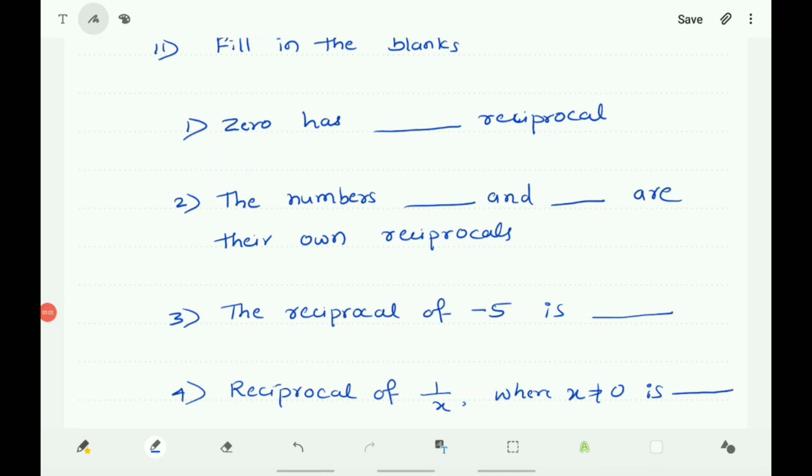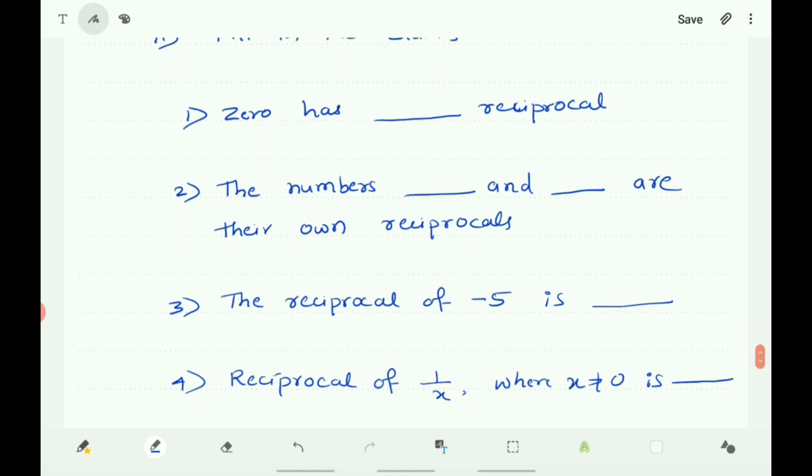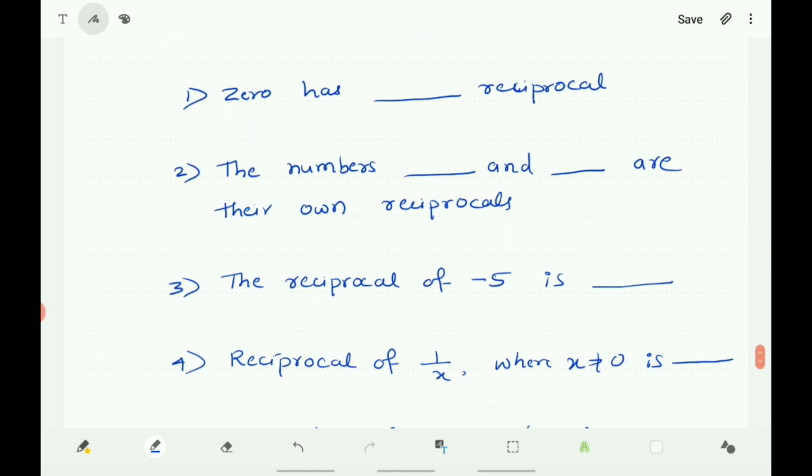Fill in the blanks. First one: 0 has dash reciprocal. You know that 0 does not have a reciprocal. That is the only rational number which does not have a reciprocal. Therefore, what can you write here? 0 has no reciprocal. And the second one: the numbers dash and dash are their own reciprocals. That is already discussed. So which numbers? The numbers 1 and minus 1.